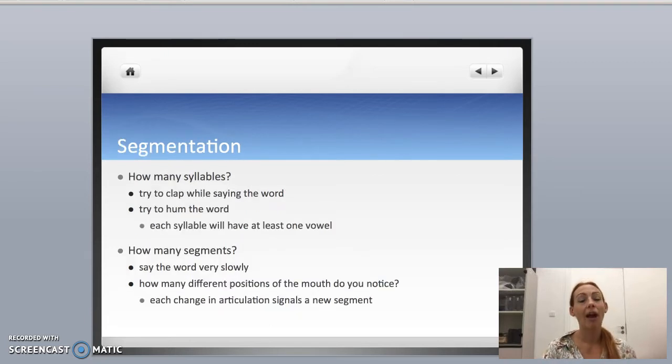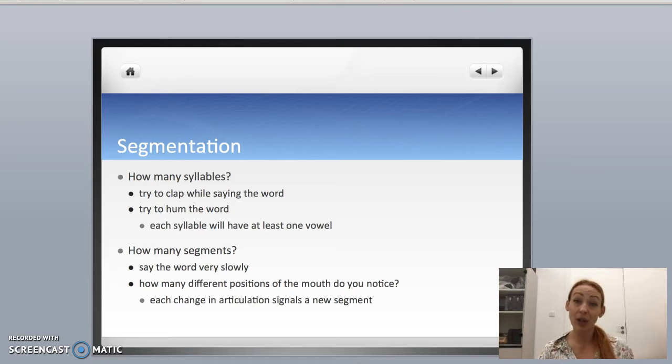Segmentation. There are two ways to segment a word, and you will need both of them to really help you with transcription. First of all, you will want to know how many syllables the word has. And syllables are the rhythmic units of speech. So you can hear the rhythm of speech based on syllables.